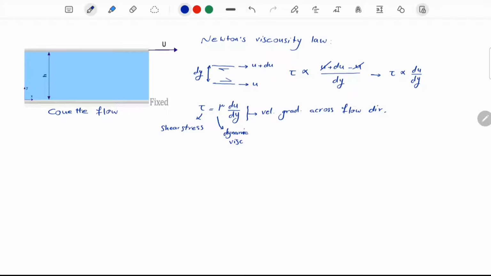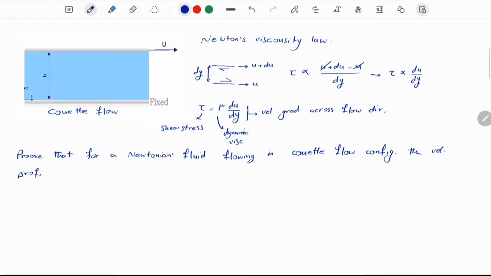Our aim in this problem is to prove that for a Newtonian fluid flowing in Couette flow configuration, the velocity profile is in linear form, okay? Linear. What does it mean by linear?